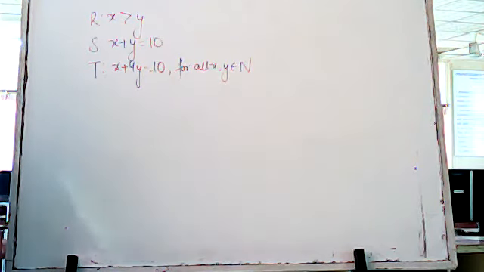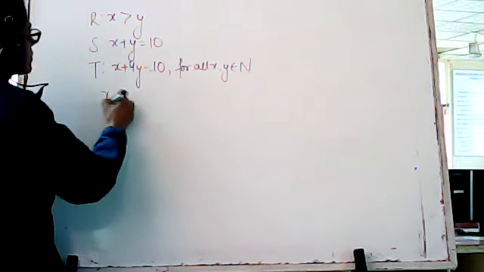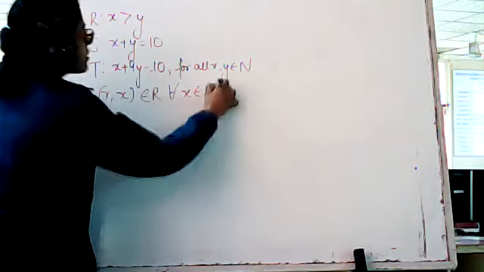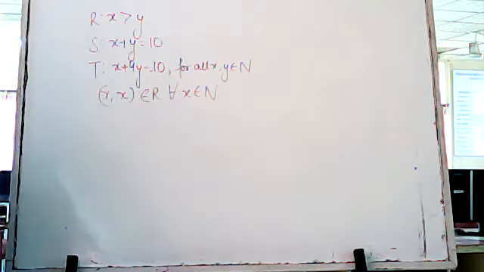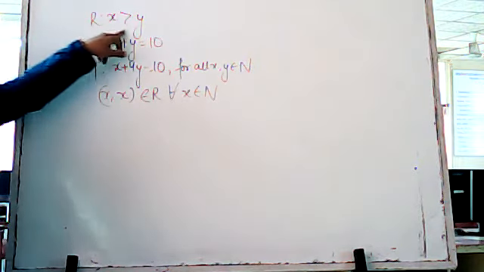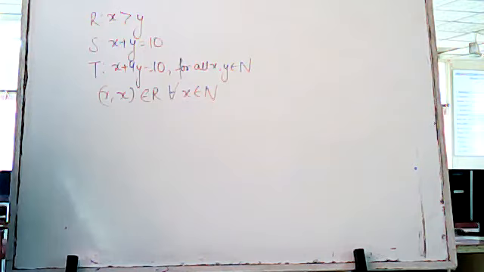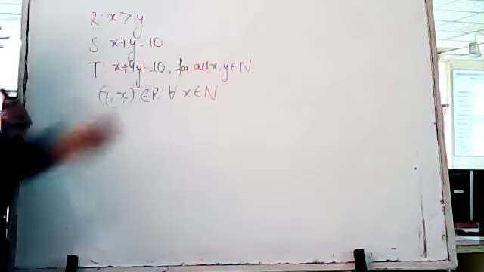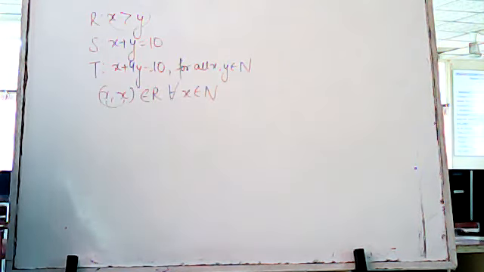First of all, reflexive. For a reflexive relation, the ordered pair (x, x) must belong to the relation for every x belonging to the set. All the elements of the set must be related to themselves. Now the first relation is R such that x is greater than y. Is there any number that is related to itself and satisfies this condition? You will not find any such number.